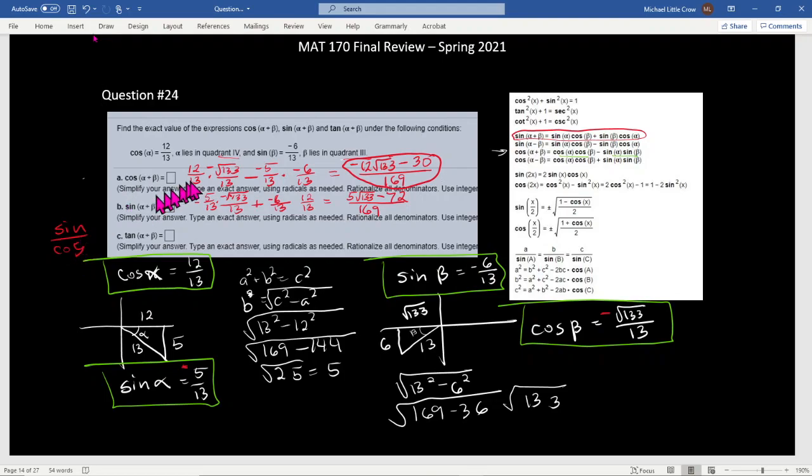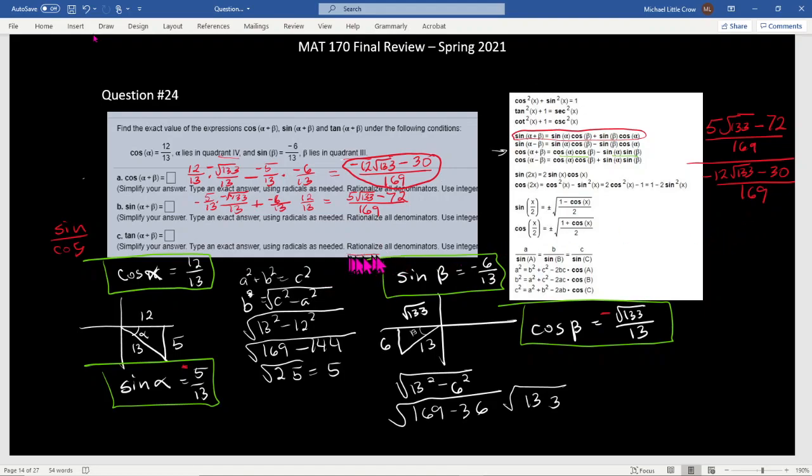And in A and B, we've gotten the cosine and we've gotten the sine. So we're going to take sine and put it on top. I'll write it over here. So sine goes on top: square root of 133 minus 72 over 169. That's sine over the fraction negative 12 square root of 133 minus 30 over 169.